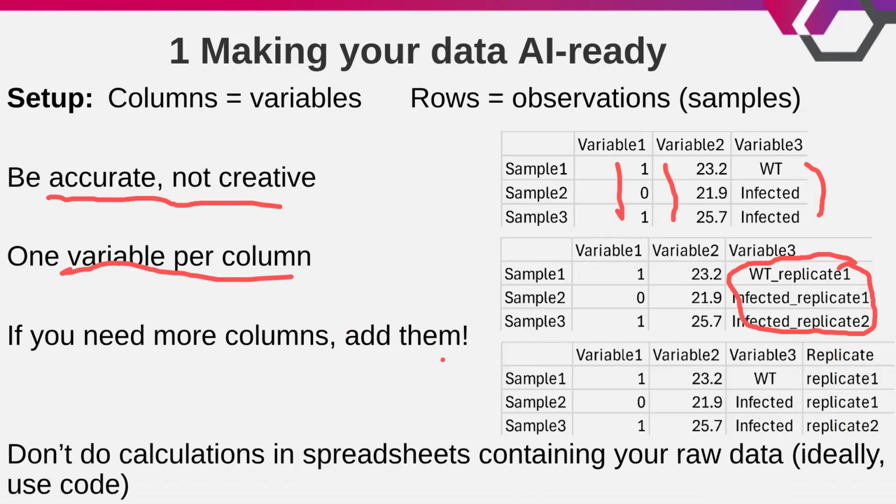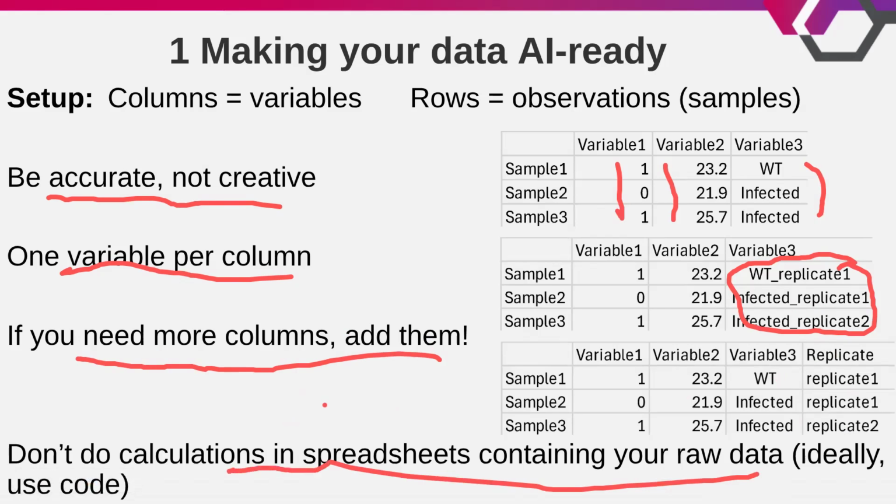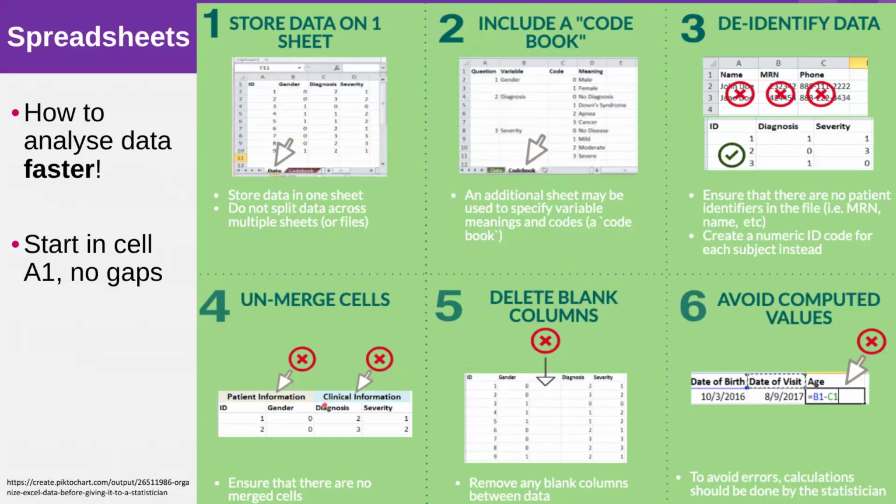If you need more columns, add them. There's no penalty for this. And most importantly, don't do calculations in spreadsheets containing your own data. Ideally, use computer code to analyze data faster. So think about storing our data in one sheet. Don't split it across multiple sheets or files. Add a data dictionary describing the data that's inside.